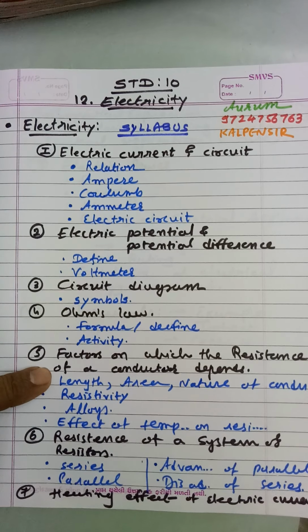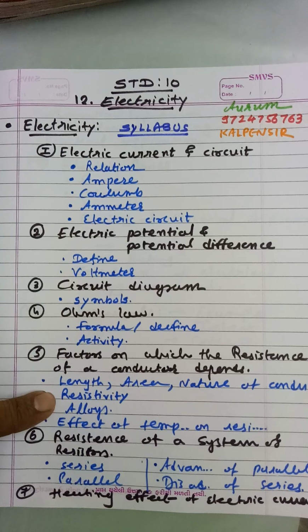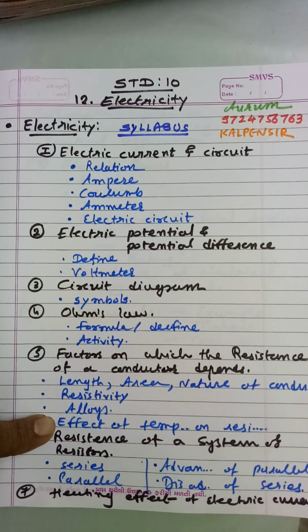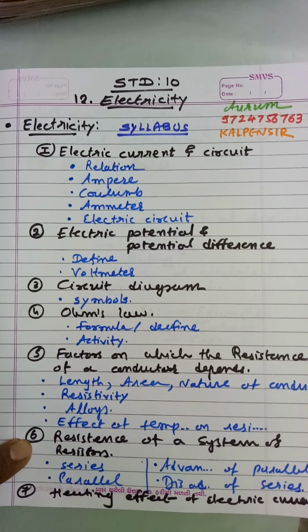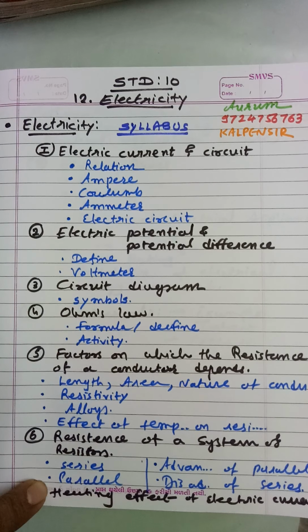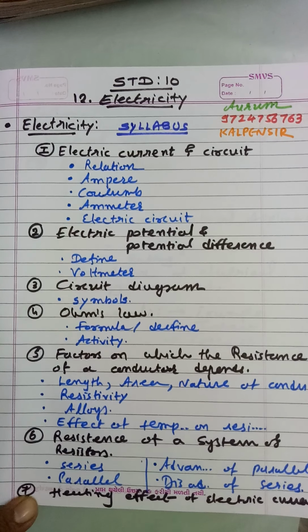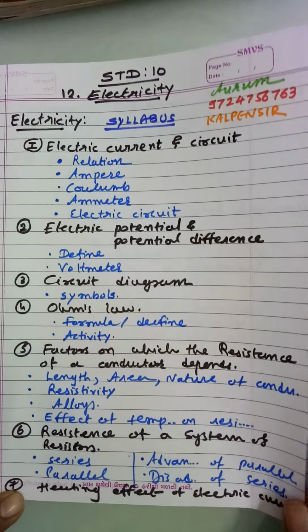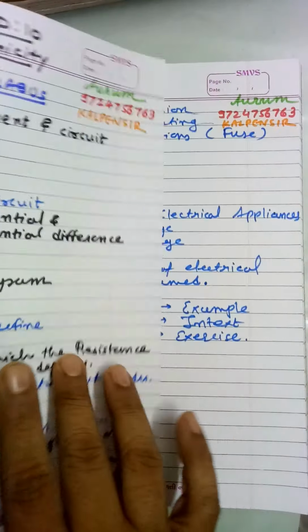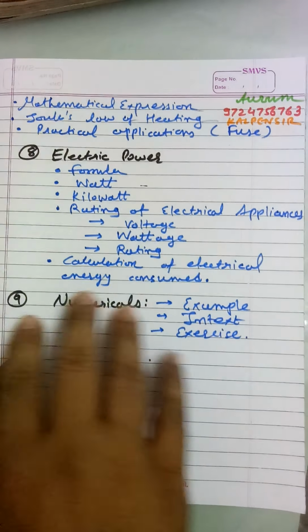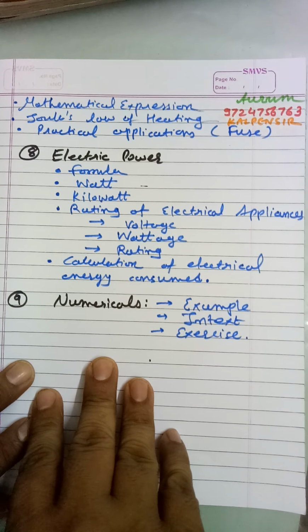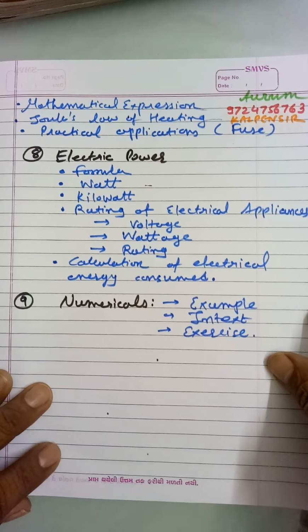Number 5 is the factors on which the resistance of a conductor depends: length, area, nature of conductors, resistivity, alloys and the effect of temperature on the resistance. Number 6, resistance of a system of resistors: series, parallel, advantages of parallel connection, disadvantages of the series connection. The seventh point is the heating effect of electric current. In this topic we will study mathematical expressions, Joule's law of heating and practical applications like the fuse.